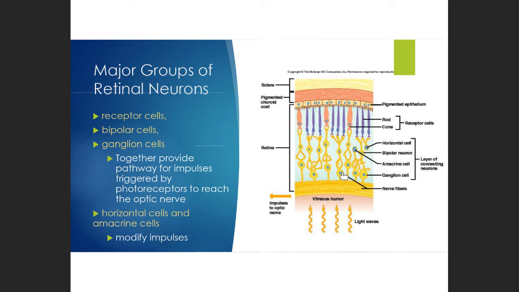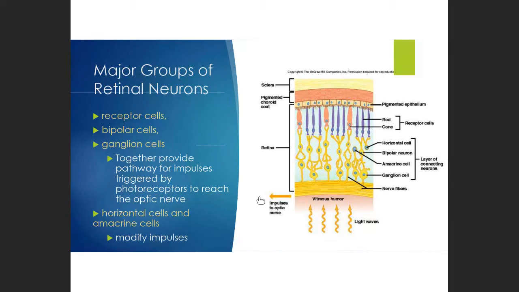And it is these ganglion cells here which actually provide the pathway for the impulses. So the impulse is picked up by a photoreceptor, then it is modified by a horizontal and amacrine cell, and then the impulse is triggered by these ganglion cells to reach the nerve fibers along the way to the optic nerve. So that's basically what happens here.